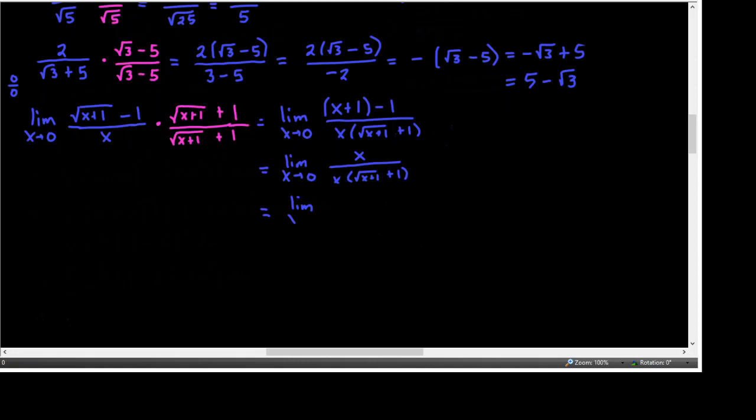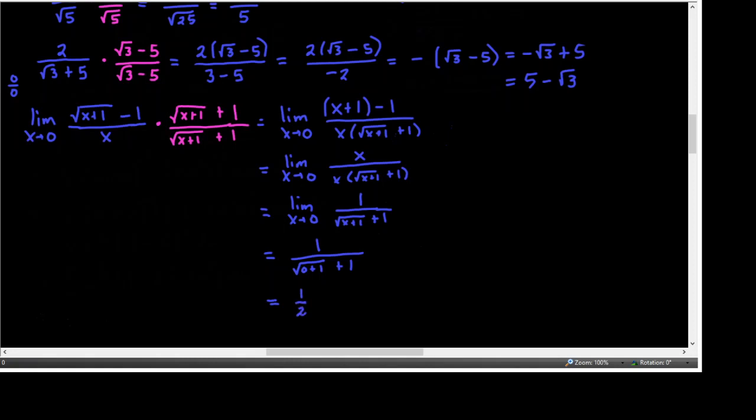And so after we've canceled those x's, we're left with 1 divided by the square root of x plus 1, plus 1. And now try substitution. Notice I'm not writing limit now because I'm doing the substitution of 0 in for each x. And when you simplify that, you get 1/2.